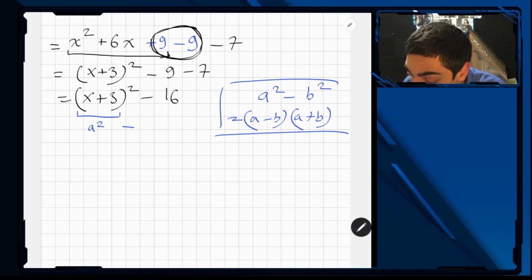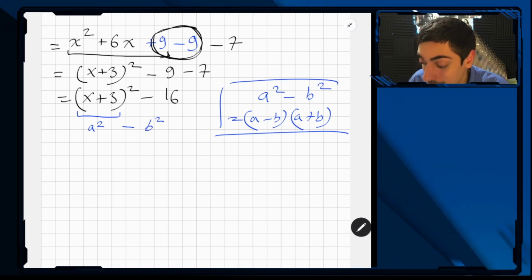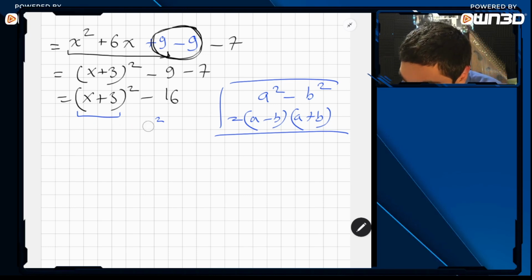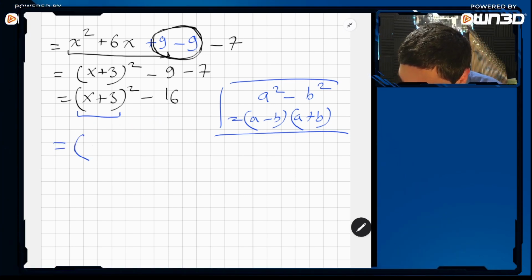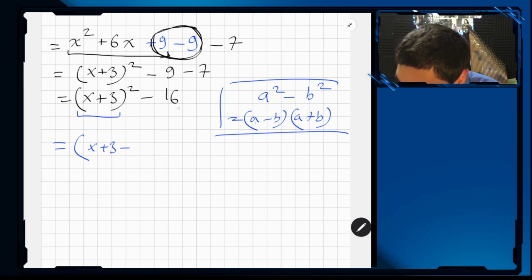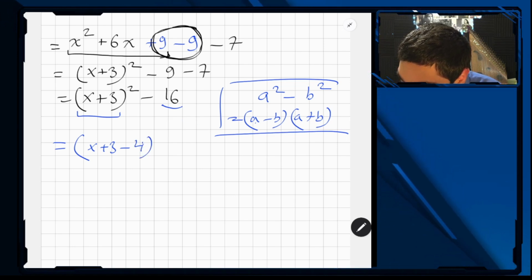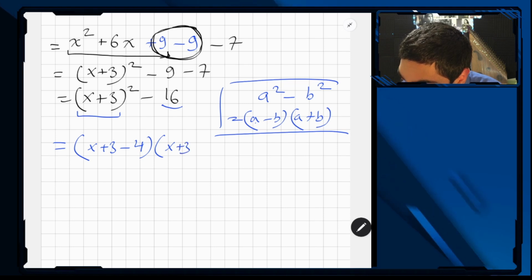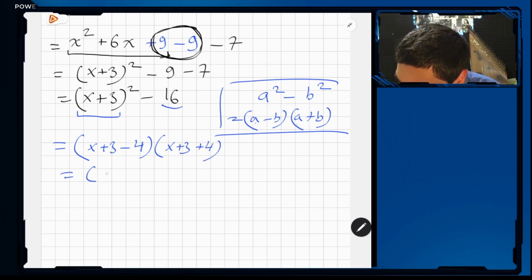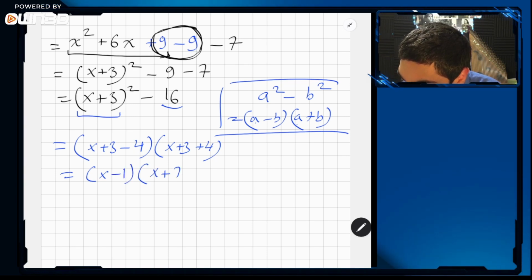And is the 16 a square? Well, yes, of course it is. And so what is this factorization? Well, it's a minus b. So it's x plus 3 minus, what was b here? B was 4, because b squared is 16. Remember, b squared is equal to 16. So b is 4. So minus 4 into x plus 3, which is a, plus b plus 4. So this is equal to x plus 3 minus 4. This is minus 1, x plus 7.